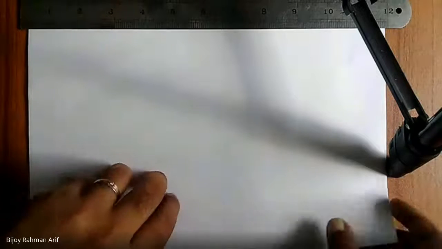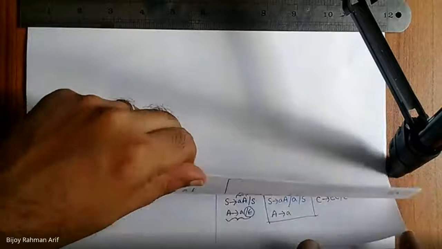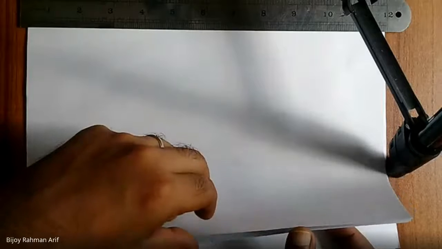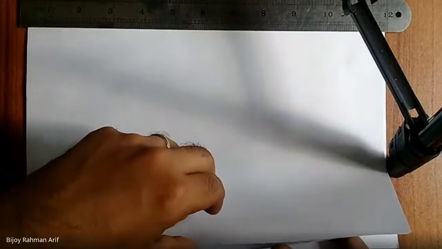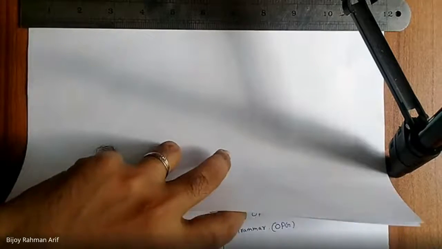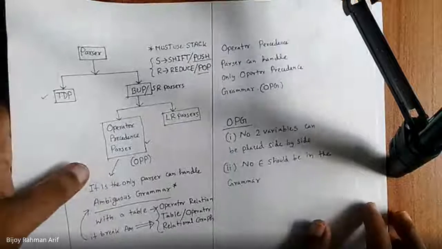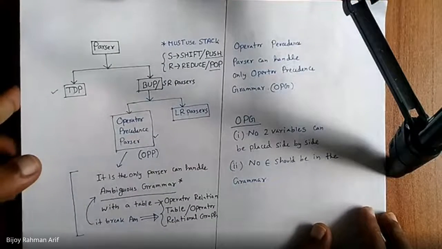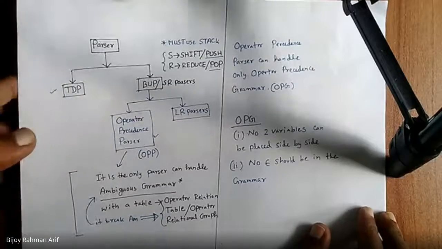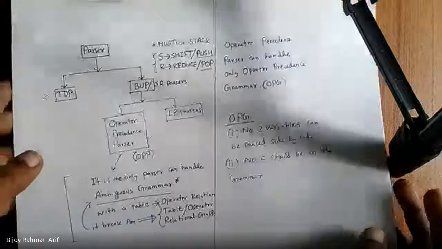So last class, let's talk a little more about last class. Last class we studied the operator precedence parser, and for that we studied operator precedence grammar. We also saw that if a grammar is not operator precedence, we can make it operator precedence using one of the rules of Chomsky.